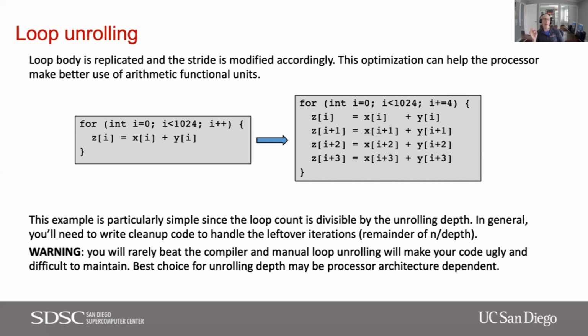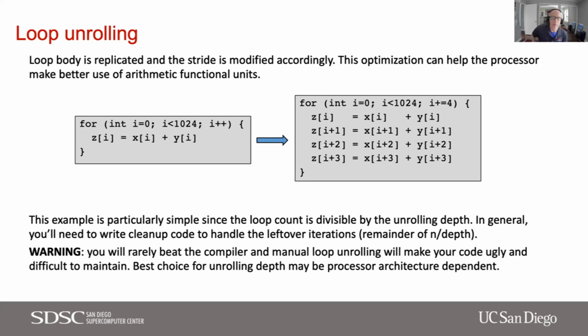So in this case, I had a loop, i equals 0 to 1024, where I'm simply adding x and y element by element and storing them to array z. In loop unrolling, I'm going to take the body of that loop, in this case replicate it 4 times. I calculate z[i], i plus 1, i plus 2, i plus 3, and then I set my stride to 4. And this is generally going to give you a lot better performance.